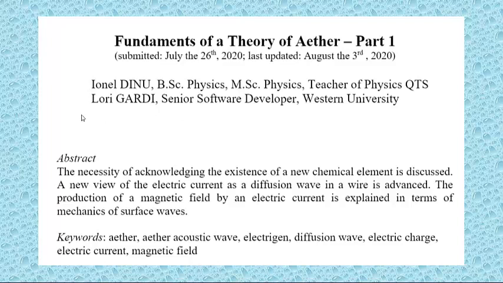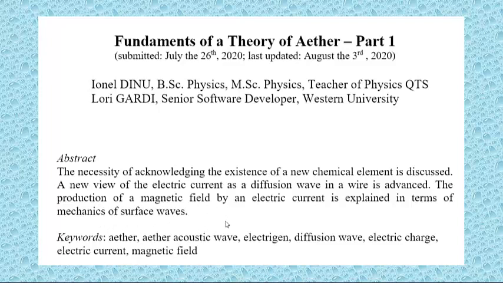So I'm going to start by reading the abstract. The necessity of acknowledging the existence of a new chemical element is discussed. A new view of the electric current as a diffusion wave in a wire is advanced. The production of a magnetic field by an electric current is explained in terms of the mechanics of surface waves. So today we're going to be focusing on this idea of the surface waves.